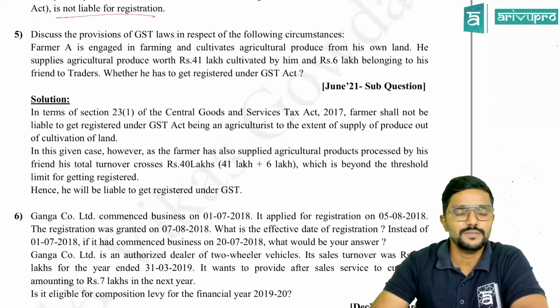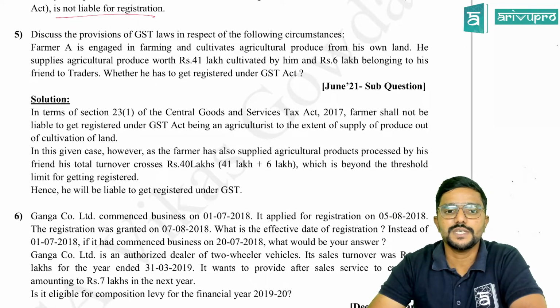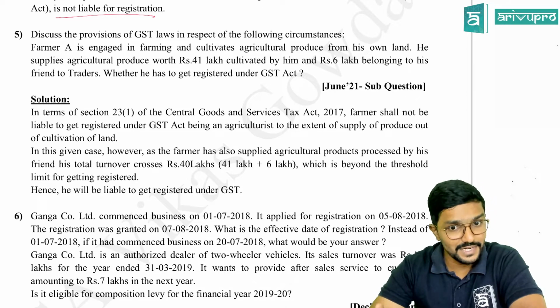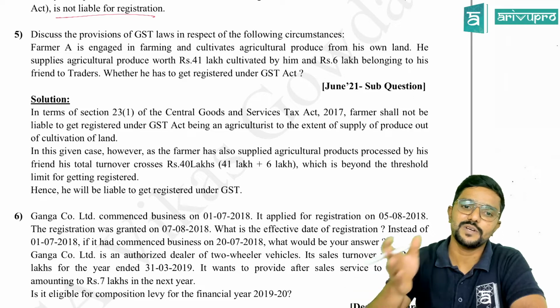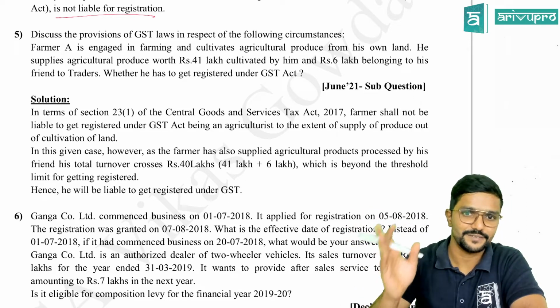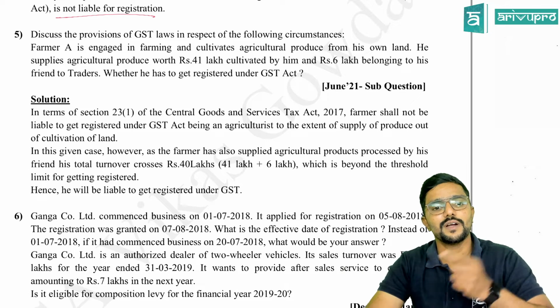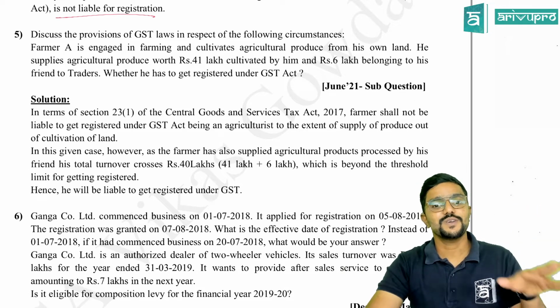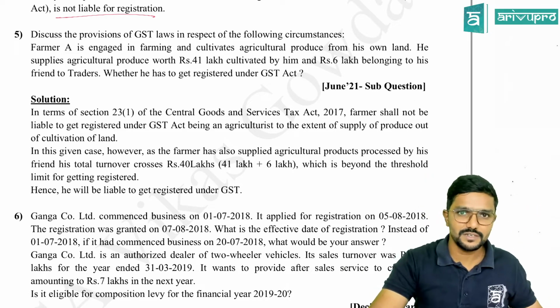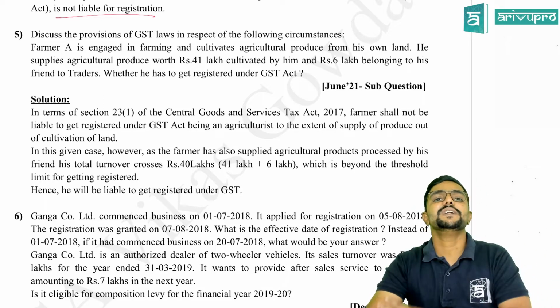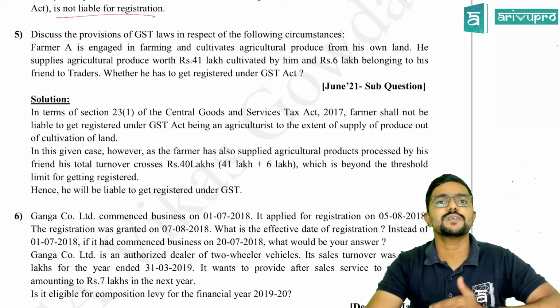Then coming to the fifth one. Discuss the provisions of GST laws in respect of following circumstances. Farmer A is engaged in farming and cultivates agricultural produce from his own land. He supplies agricultural produce worth 41 lakh, cultivated by him, and if he was doing only this much, registration was not required, and 6 lakh belonging to his friend to traders. So he is supplying out of his cultivation plus whatever his friend is growing. So he is also doing some trading.